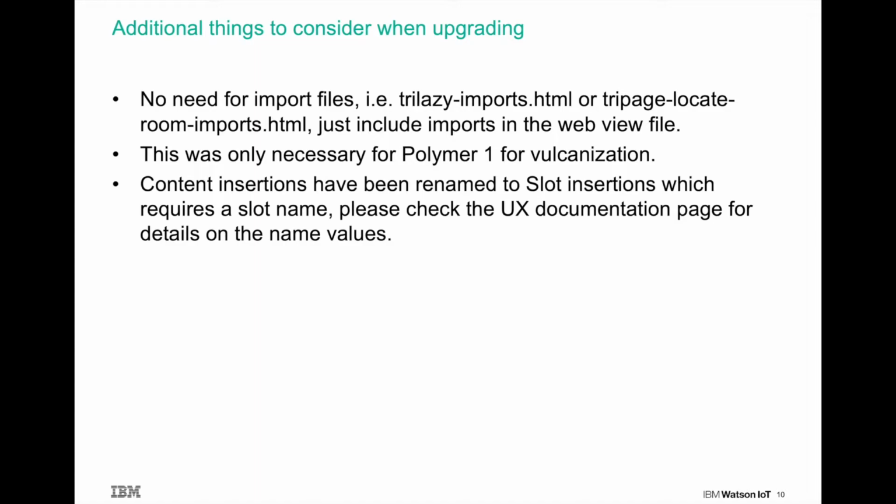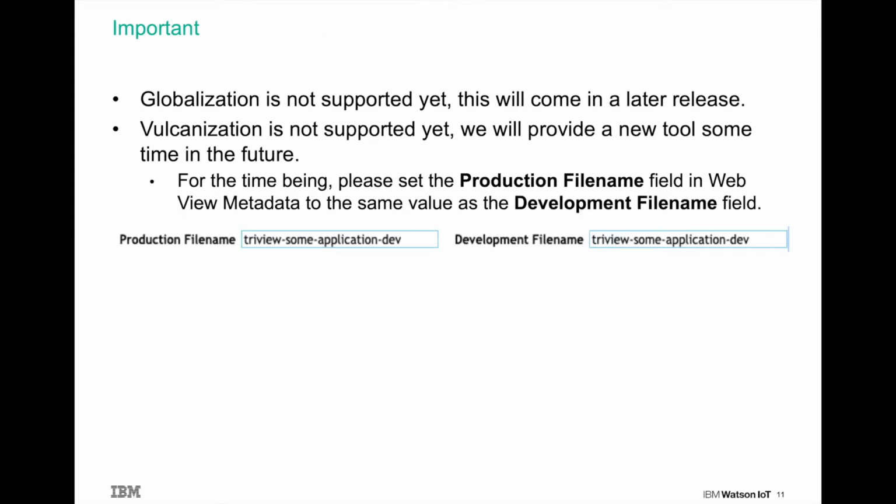Okay, that should be there. And if you've watched the previous video about the UX framework upgrade, we've already covered this. But most importantly, as part of this application upgrade, vulcanization is not supported yet. This will come in a later release, so I just want to emphasize that again. Once you convert this application, we won't be able to vulcanize it yet, but we will provide a tool sometime in the near future. So in the meantime, when you're working with the application metadata, please set the production file name field in the WebView metadata to the same value as the development file name. In this case, they're the same exact values in the screenshot.